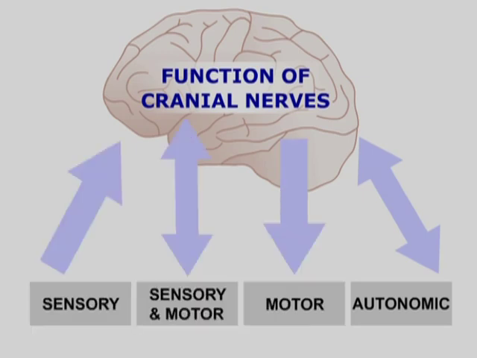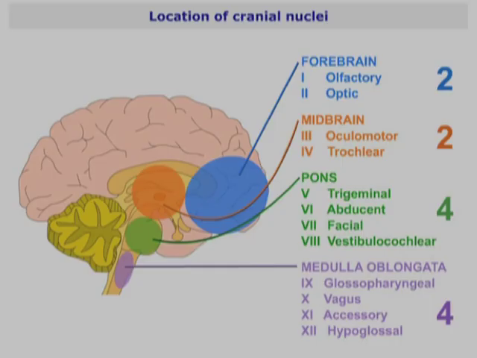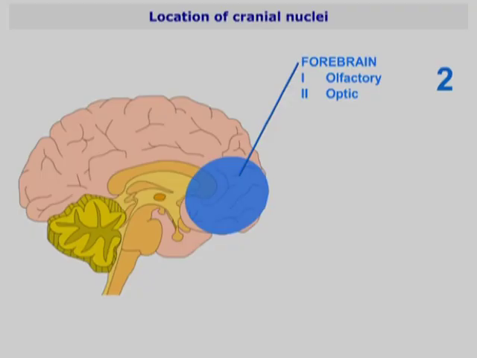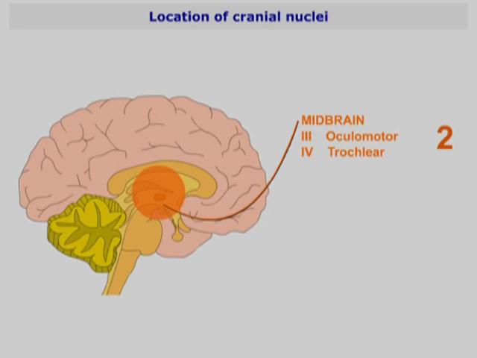component. One simplified way of remembering the origins of the cranial nerves is to think of the numbers 2, 2, 4, 4. This signifies the approximate location of each of the cranial nerves. The nuclei of the first 2 cranial nerves arise from the forebrain, that is the olfactory and the optic. The next 2 cranial nerves are found in the midbrain, that is the oculomotor and trochlear.